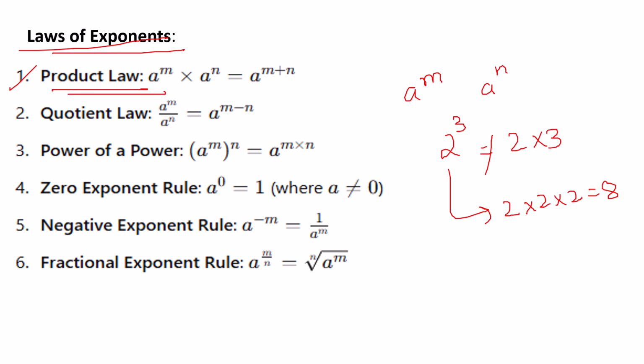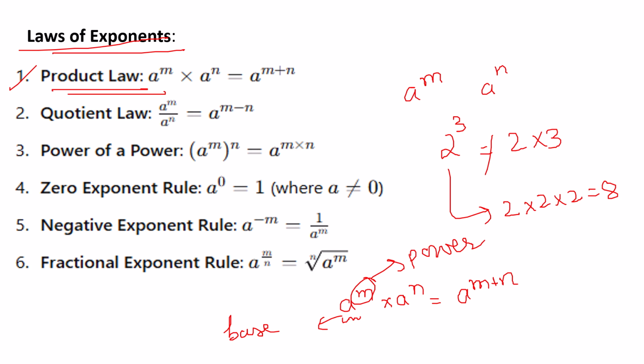This you have also learned in the previous class, that a to the power m into a to the power n is nothing but a to the power m plus n. So what are m and a? Very confusing, right? So a is basically known as the base and m is known as the power. So a to the power m into a to the power n.